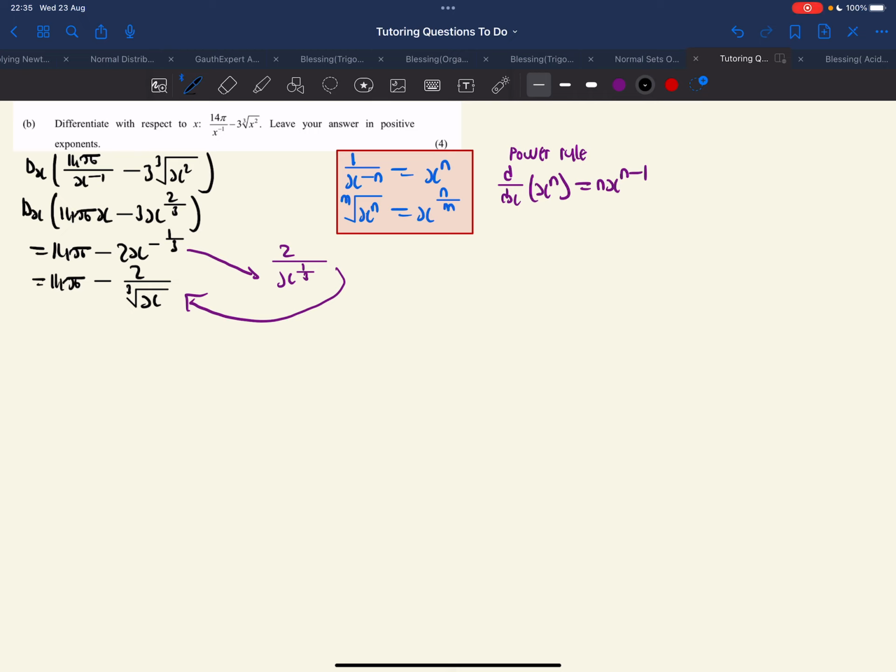All right. Hopefully that's understandable. We're using the power rule, and did you see that we used one of those rules to change that into that, and then we used that rule to change this into that, and then we can do the differentiation. Hopefully that's understandable.